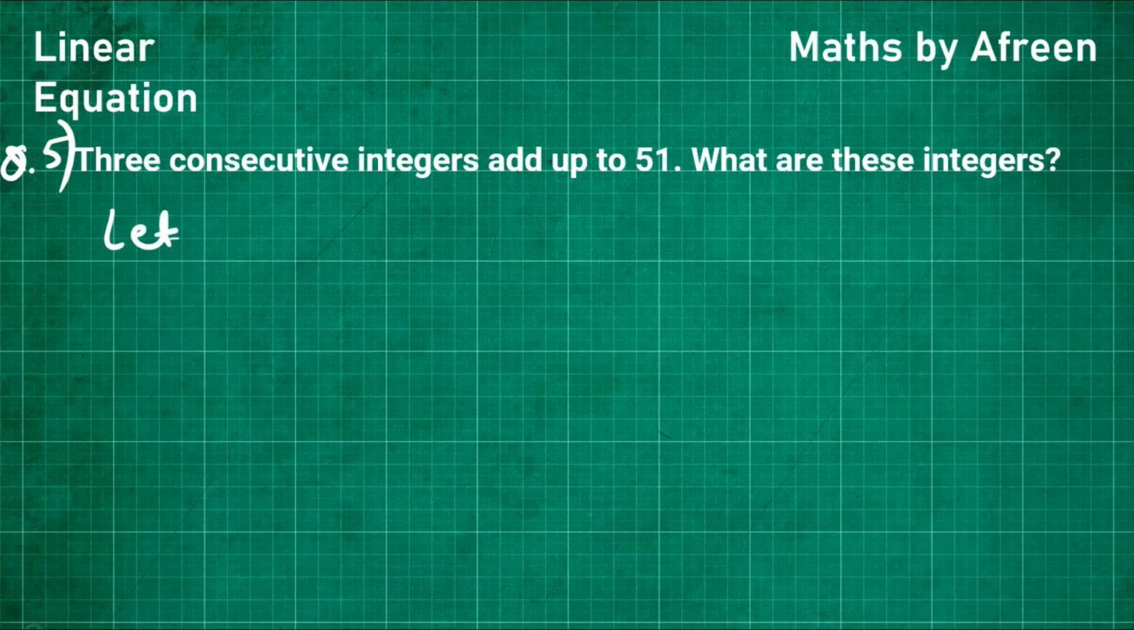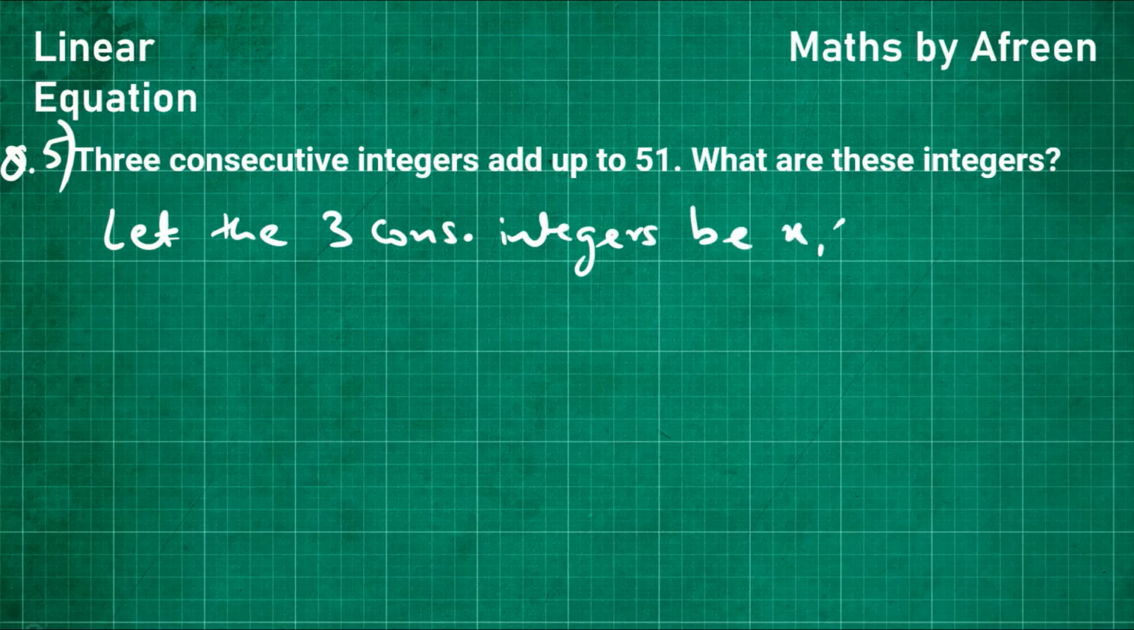So let the three consecutive integers be x, x plus 1 and x plus 2. What does consecutive mean? Consecutive means one after the other. See, suppose it could be any number 2, then other will be 3 and the other will be 4. But this is not the answer, I'm just giving you the example of what consecutive means. That means one after the other.